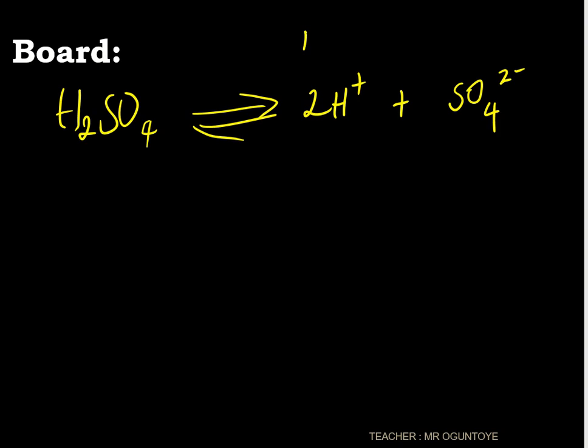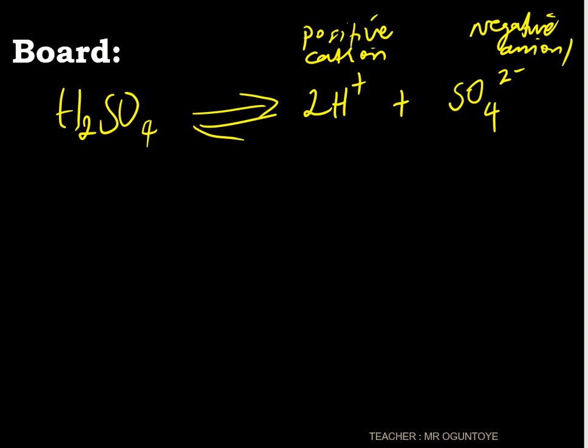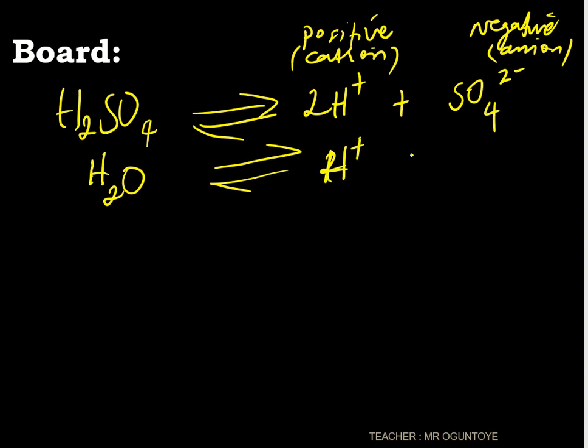So this is your positive ion, while this is your negative ion. This is your cation, while this is your anion. So start getting used to the terms. Now also, because it is aqueous, you know water molecule will be present. So water molecule too can split into hydrogen ion and hydroxide ion.